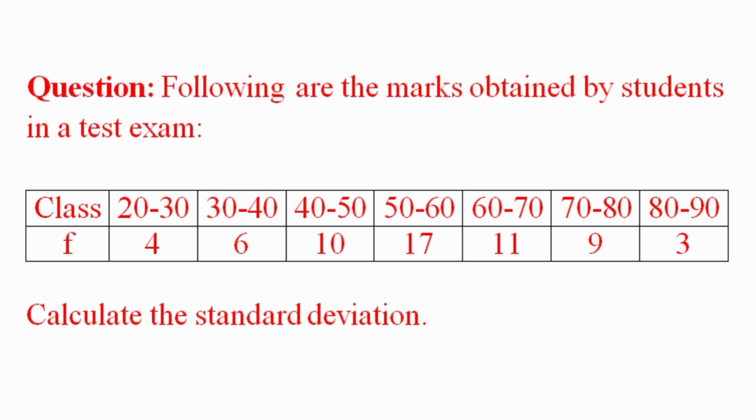Today, we will solve a math problem related to statistics. Here is the question. Following are the marks obtained by students in a test exam. Classes 20 to 30, 30 to 40, 40 to 50, 50 to 60, 60 to 70, 70 to 80, 80 to 90. And the corresponding frequencies are 4, 6, 10, 17, 11, 9 and 3. Calculate the standard deviation. Now, let's solve it.